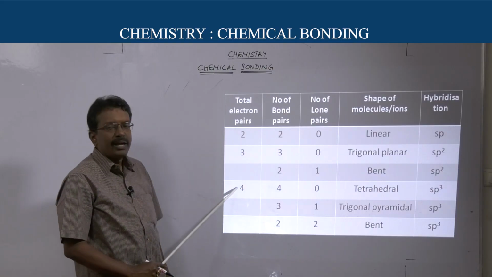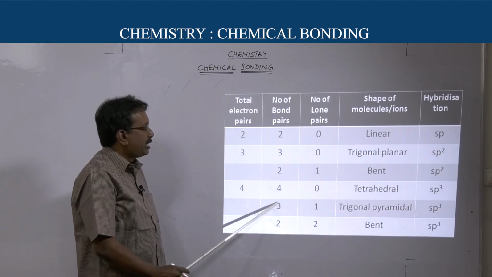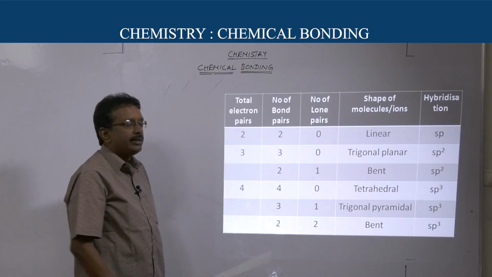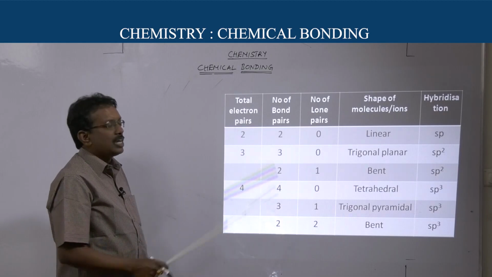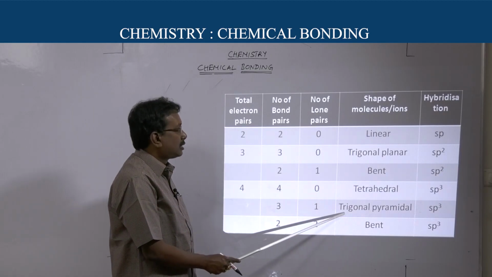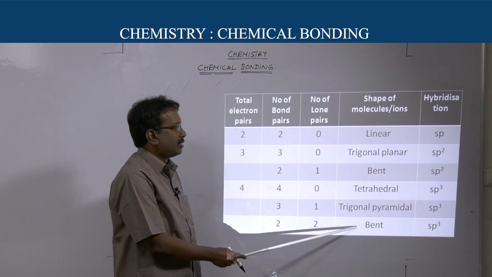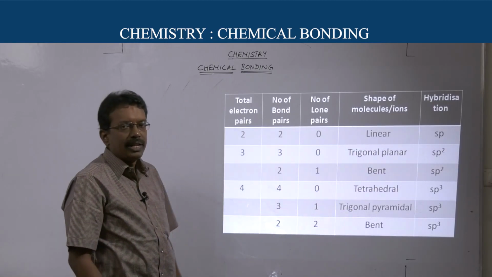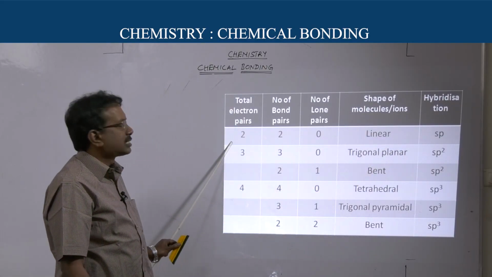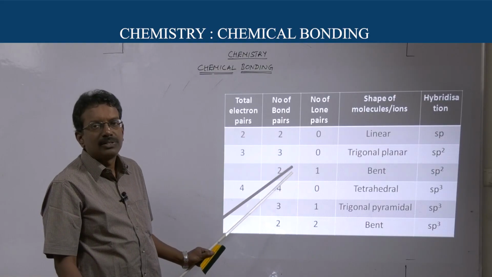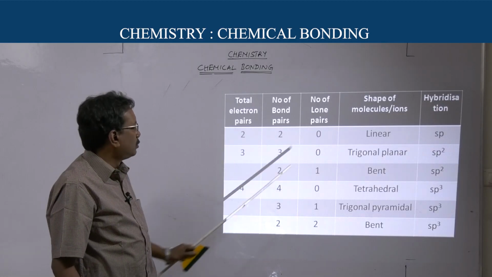Now, I am taking 4 electron pairs, and I am giving 3 possibilities here. This is 4-0, AB4; 3-1, AB3E; 2-2, AB2E2. For all these 3, the electron pair structure is tetrahedral, but if you observe the molecular shape, this is tetrahedral, this becomes trigonal pyramidal structure, not planar, and this becomes bent. Same hybridization, sp3, sp3, sp3, having 4 electron pairs. That means hybridization depends upon the number of electron pairs. It doesn't depend upon the number of bond pairs. It depends upon the total electron pairs. If you have total electron pairs 2, sp; 3, sp2; 4, sp3.